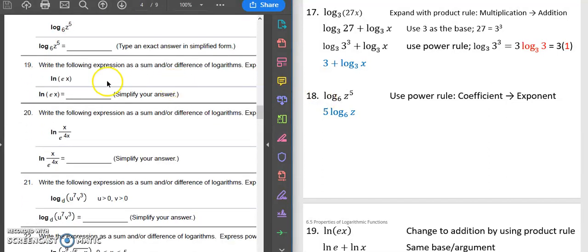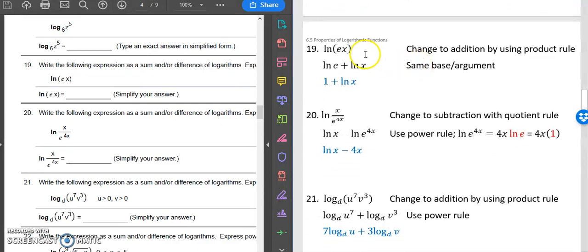Number 19 says write the following expression as a sum and or difference of logarithms. So we have ln of e times x. So we want to change that to addition because we see there is multiplication going on in here first. In this case, it may be tempting to just strike out the ln e, but this is not e raised to the x power. This is e times x. This is multiplication in here. So we need to separate it first using the product rule. So we change it to addition. So now we have ln of e plus ln of x. So the ln e can now reduce to be 1, and the ln of x simply comes down.